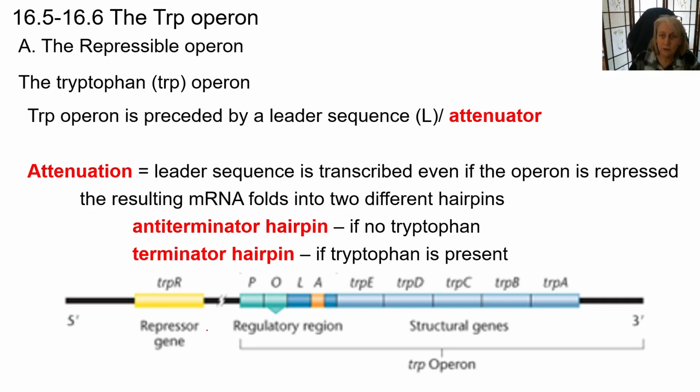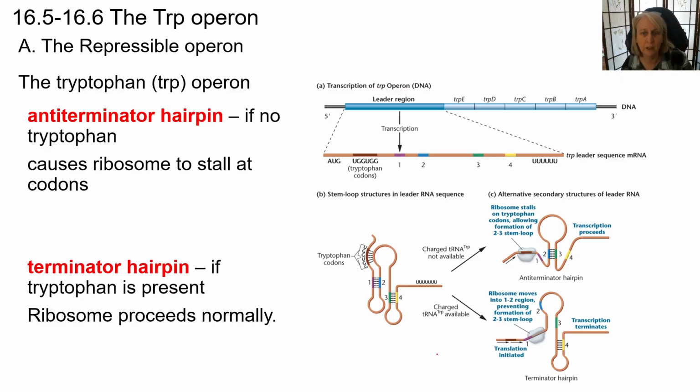There is a leader sequence. I would call it an attenuator. Your book calls it both, but I would use attenuator. Attenuation: the leader sequence is actually transcribed, even if the operon is repressed. What it actually does is it's a sequence that folds into hairpins. We have seen this before, where it has a series of matching nucleotides that will tend to form hydrogen bonds with each other and create a hairpin curve, or something that interferes with the molecular function of the other molecules. Here, better than my drawing.